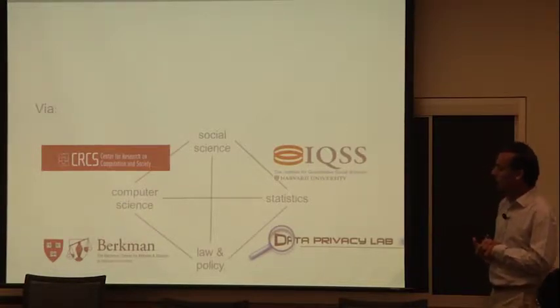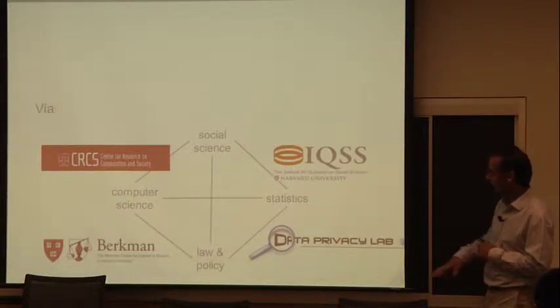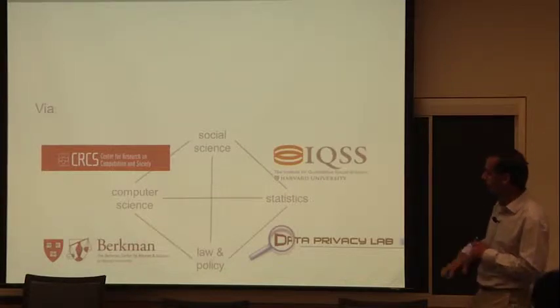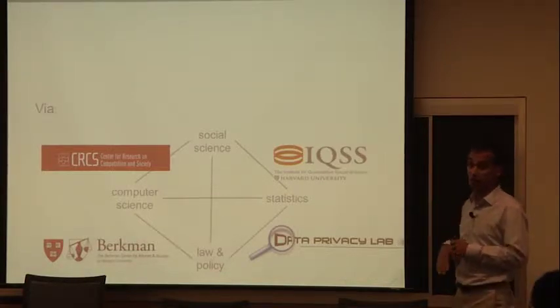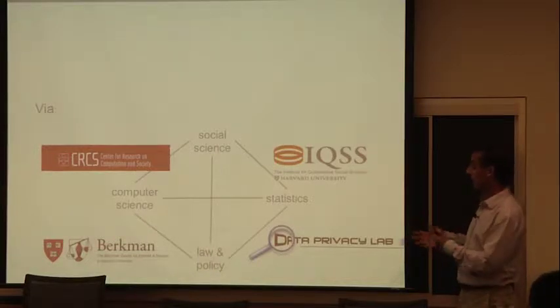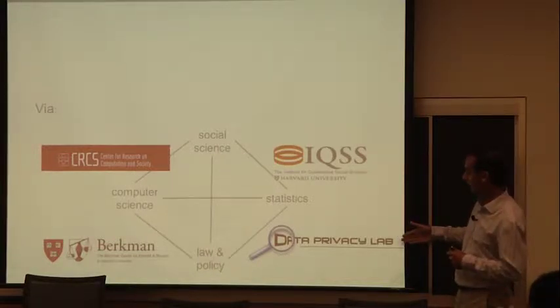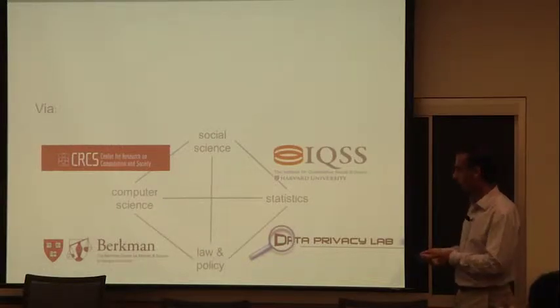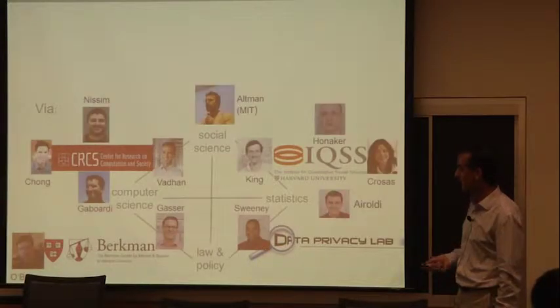And then the Data Privacy Lab is a lab run by LaTanya Sweeney, whose work I'll talk about shortly. She's one of the co-PIs on the project, which is housed here in the Institute for Quantitative Social Science, specifically to have an in-house unit helping the social science researchers deal with privacy issues.